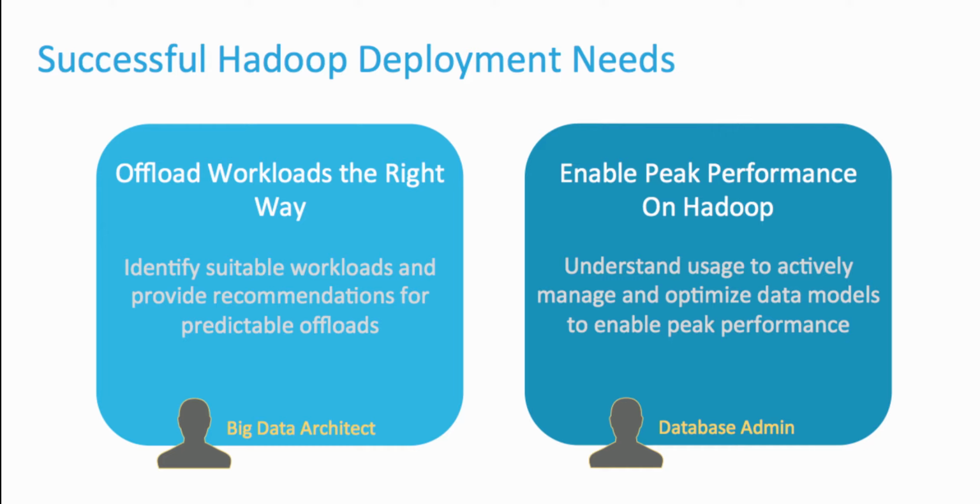When the workloads are running on Hadoop using tools such as Hive and Impala, database administrators need visibility to understand usage and optimize data models to service the ever-changing data needs. Navigator Optimizer provides comprehensive usage information, such as top tables, top columns, and identifies problematic areas in the queries to help make recommendations to enable peak performance.